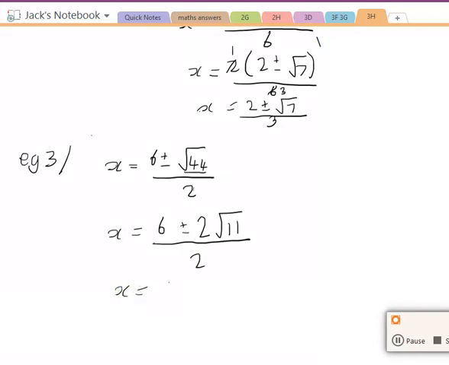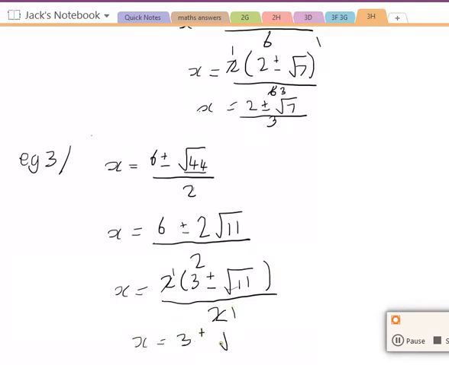Pull out the common factor in the top. So that's 2 outside of 3 plus minus root 11 all over 2. Cancels to 1, cancels to 1. So you're left with x is either equal to 3 plus root 11 or 3 minus root 11. And that answer is in exact form.